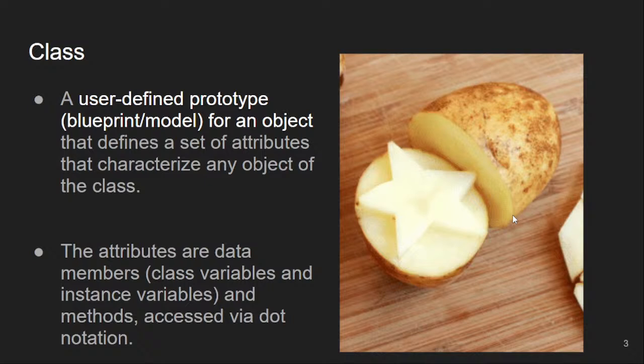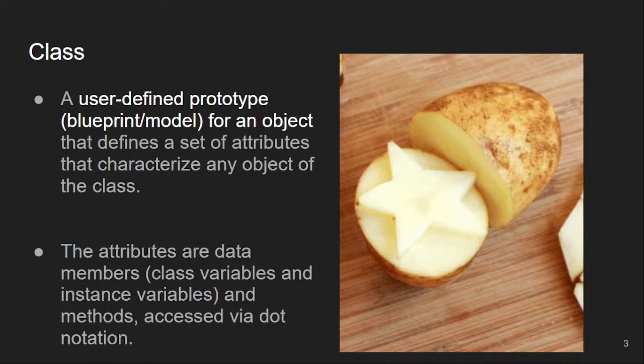So I'm using this analogy to describe what a class is. You can think of the potato as your class, and then the shapes and color of the potato as your properties. And then when you print it on the paper, you can think of those as objects. Those are instances of the class. So when we talk about class, we're talking about a blueprint or a model or a prototype, often defined by the user, which is you.